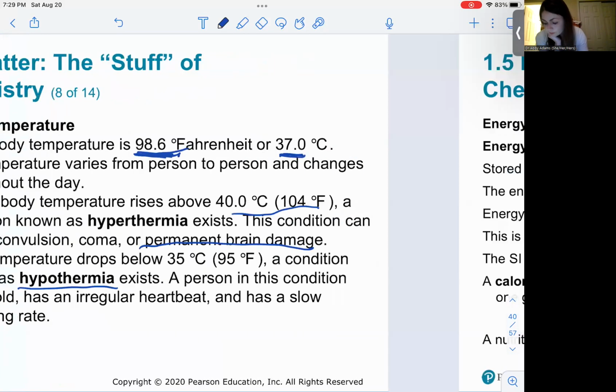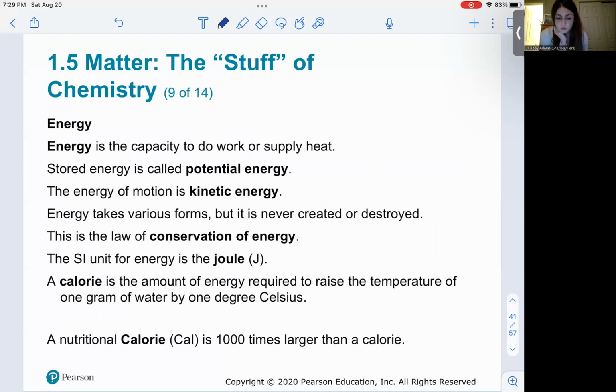And so we're talking about temperature and heat. But what is heat? It's energy, and energy is heat. All right? So energy is the capacity to do work, supply heat, like when you exercise. So stored energy is potential energy, okay? So that burger that you're about to eat, it has potential energy, all right?